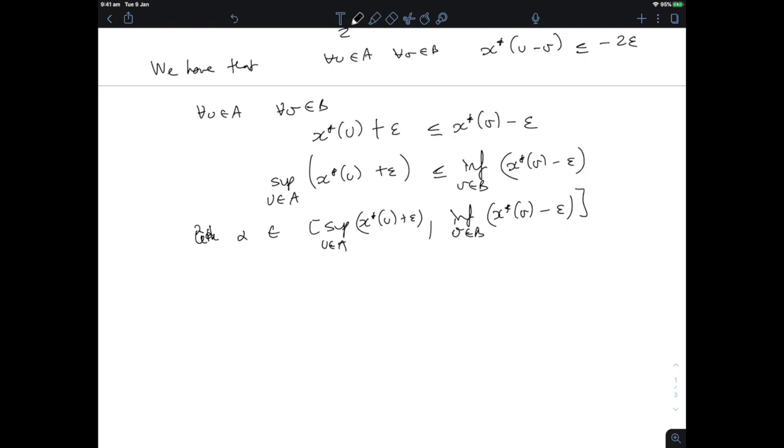And what do I have? Well, because alpha is above the supremum, X star of u plus epsilon is smaller than alpha for every u in A. And in the meantime, X star of v minus epsilon is greater than alpha for all v in B. And that is exactly ensuring strict separation, which concludes the proof of this corollary.